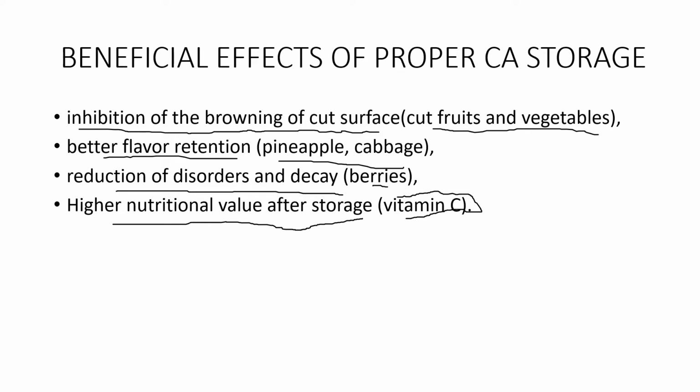So this is a very important aspect that helps to retain the vitamin C percentage in food through proper controlled atmosphere storage. I've provided you certain examples for different types of aspects, such as flavor retention, which is mainly observed in pineapples and cabbage. We have reduction of disorders and decay, which can be observed in berries, and the list goes on.